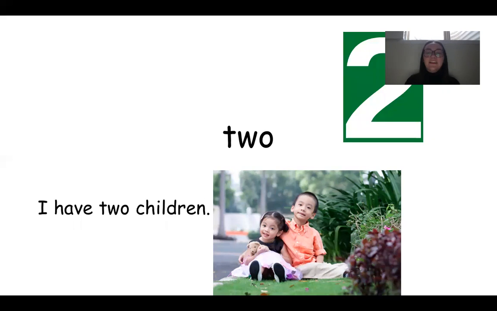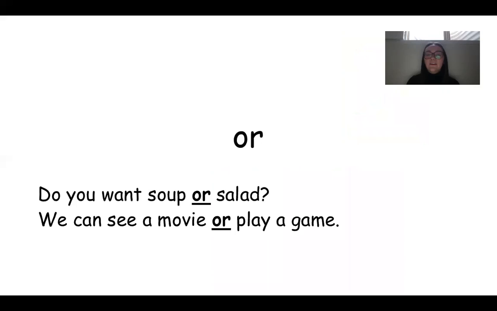Okay, so the next word is or. So or is what we use when we're thinking of options, right, in English. So do you want soup or salad? We can see a movie or play a game.